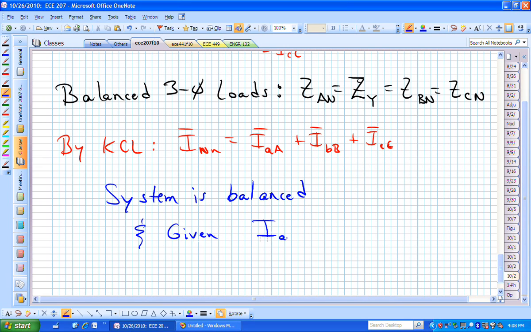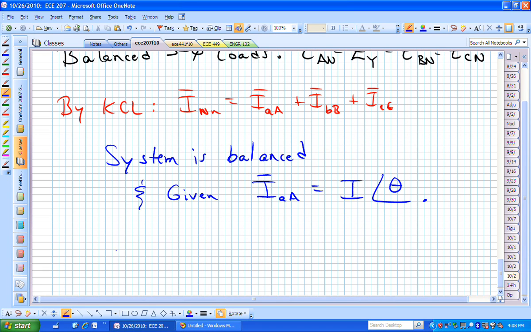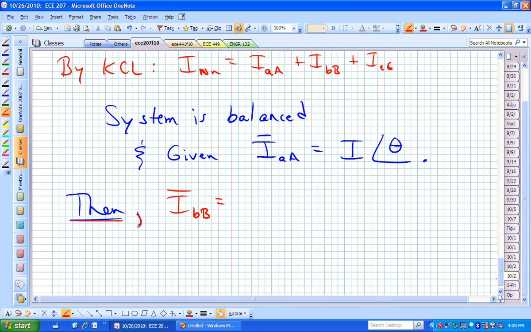what the A line current is, I sub AA, suppose somebody says, you know what, that's I at an angle of theta. If you know that, and you know you have a balanced system, you now know what I sub BB is and what I sub CC is equal to. Anybody want to tell me what those are?